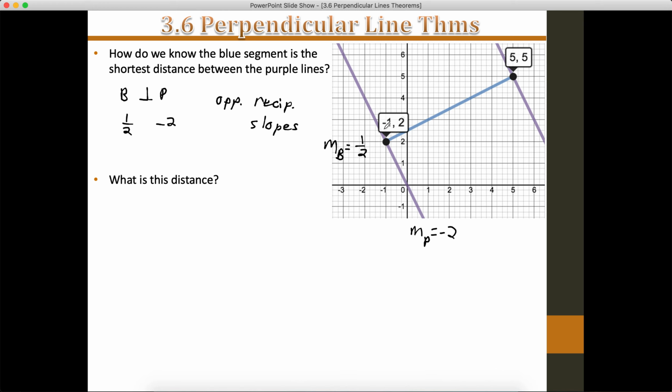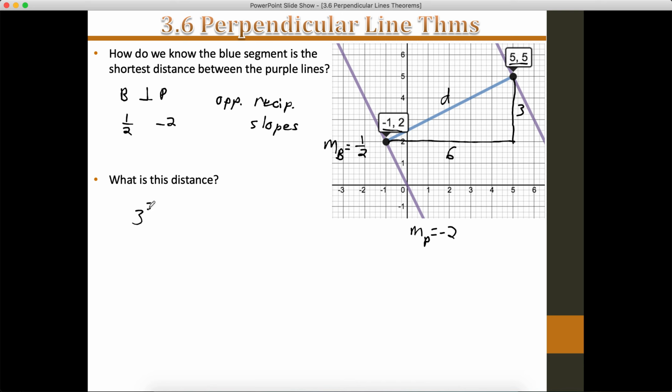Again, I could take these coordinates and shove them in the distance formula. Fine. But that's almost never going to be the best way to do it, especially when you're looking at a diagram. I would always advocate for using the Pythagorean theorem. D for distance, -1 to 5, as far as the x-coordinates are concerned. -1 to 5 is 6 units. 2 to 5, as far as the y-coordinates are concerned, is a distance of 3 units.